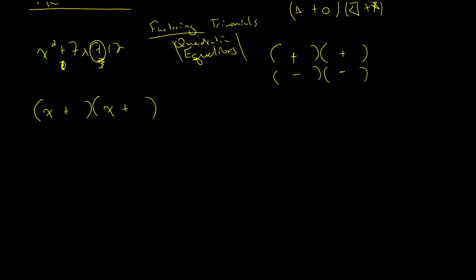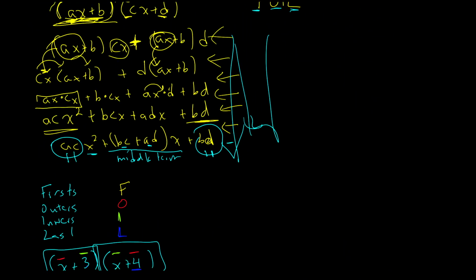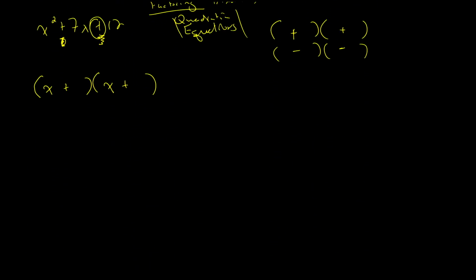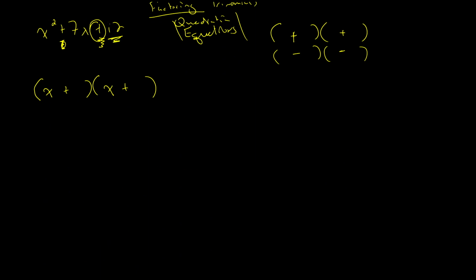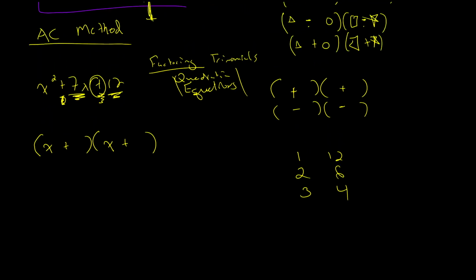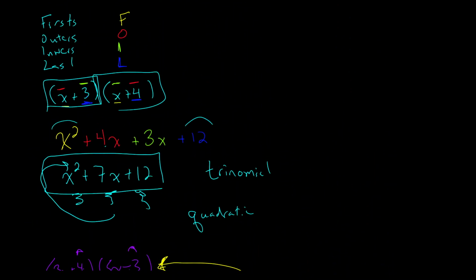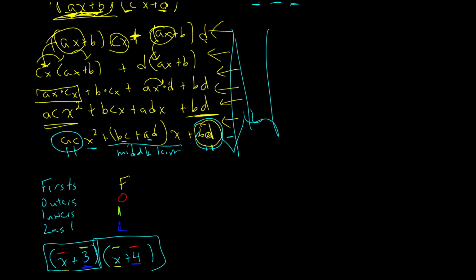Now, remember back here when I said that the last term is only determined by the lasts. So the only thing this last term can be is two numbers that multiply to 12. So my options are 1 times 12, 2 times 6, and 3 times 4. But this middle term gets made out of the middle term here, the additions of that.